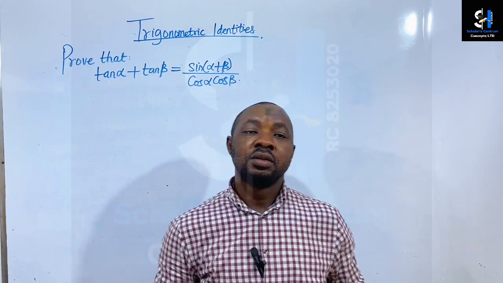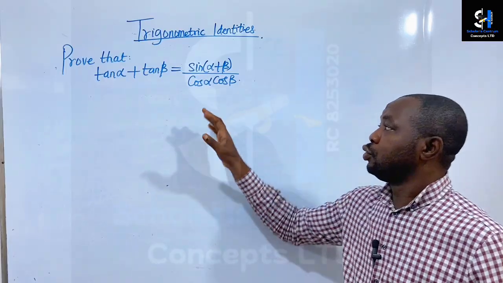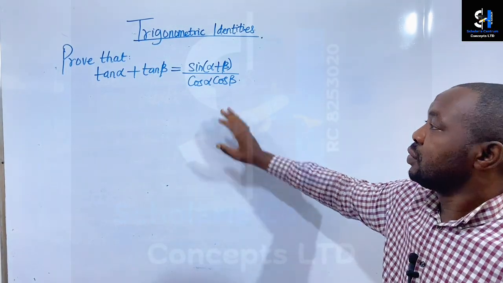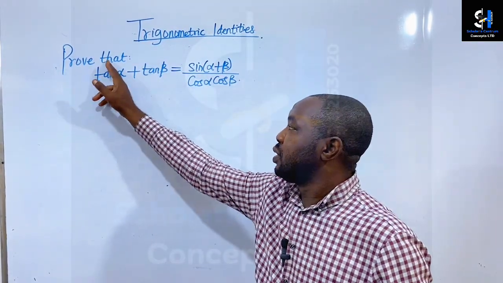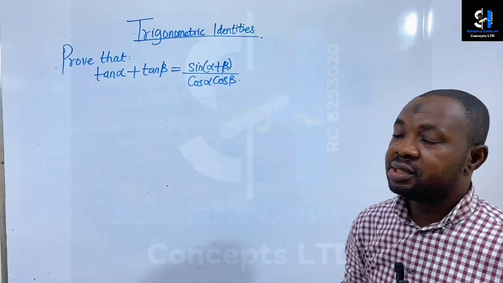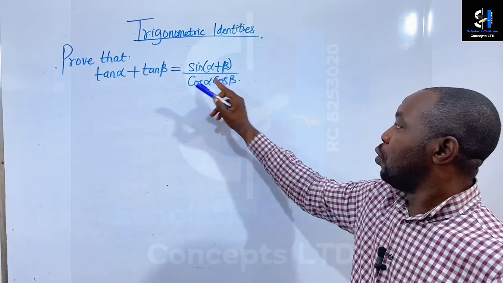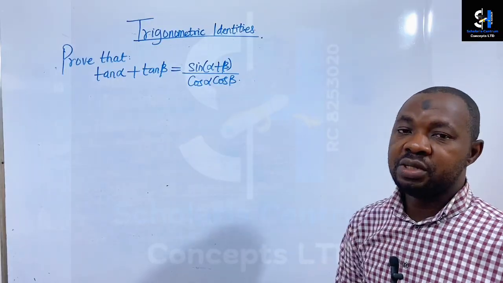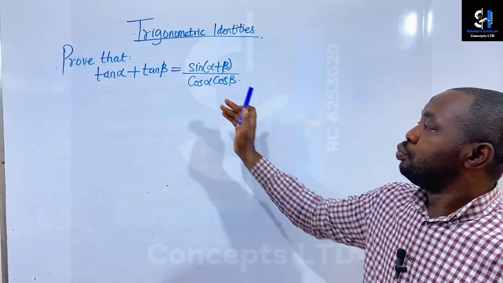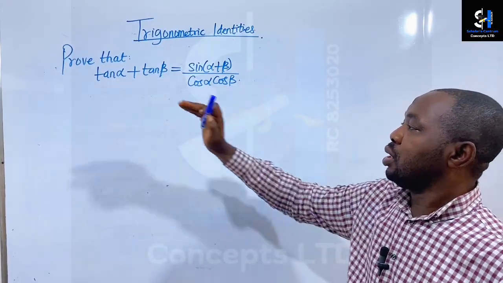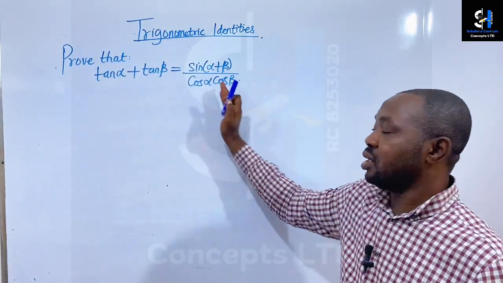Hello everyone, here is another question on trigonometric identities. The question reads: prove that tan alpha plus tan beta equals sine of alpha plus beta over cos alpha cos beta. To prove the identity, we can use the left hand side to prove the right hand side.